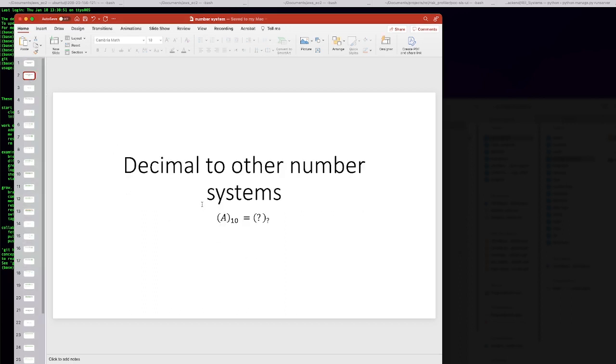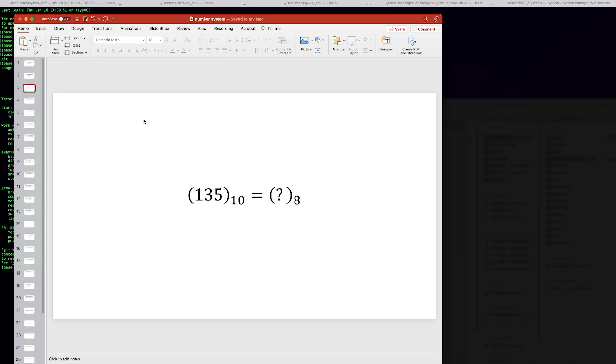For a start, we want to see how to translate between decimal system to other systems. Let's see an example and things will get clear. So what is the equivalent of number 135 in decimal system to octal system?